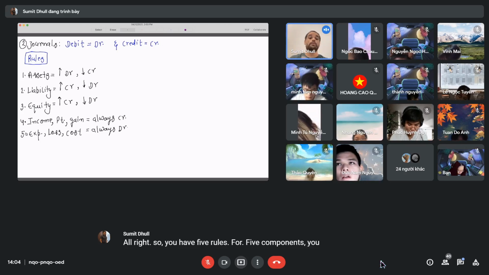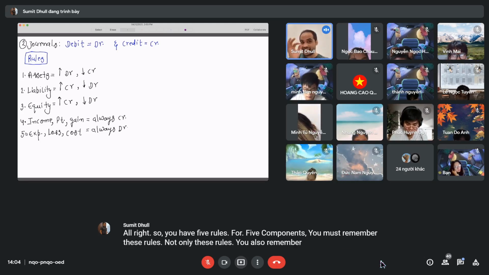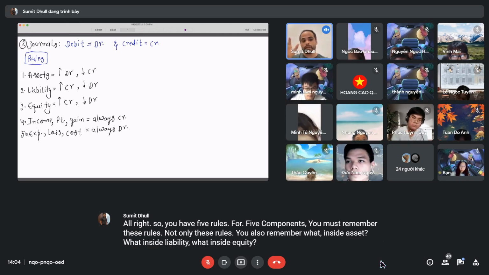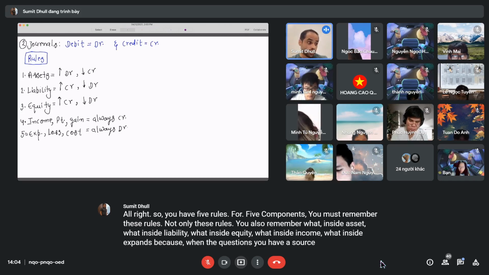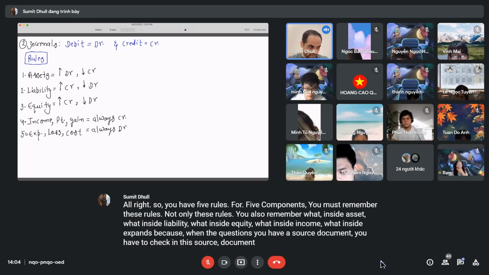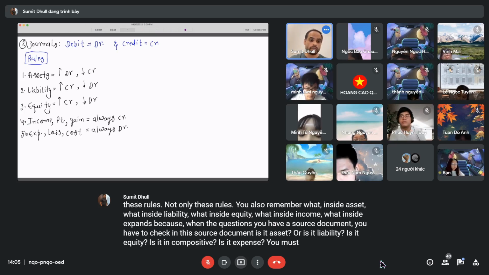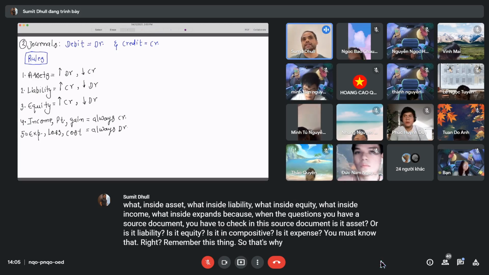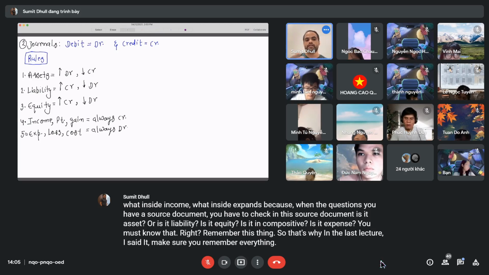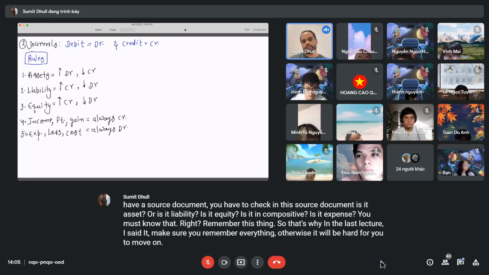You must remember these rules. Not only these rules, you also remember what is inside asset, liability, equity, income, and expense. Because when you have a source document, you have to check whether it is an asset, a liability, equity, income, or expense. You must know that. That's why in the last lecture I said make sure you remember everything. Otherwise, it will be hard for you to move on. So these are the rules.